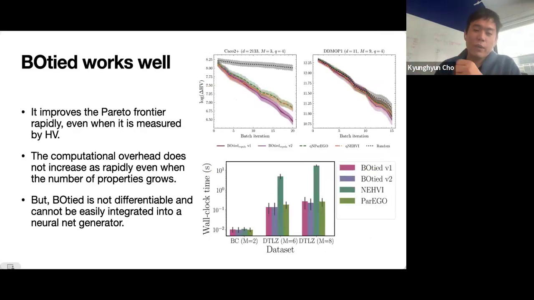And furthermore, even more important is that the computational overhead does not increase as rapidly, even when the number of properties grows. As I told you, our goal is to take into account as many properties as possible from the very beginning. What that means is that scalability with respect to the number of objectives is really important. And BOTIED allows us to scale up the number of objectives very readily. Now, not everything is rosy here, because BOTIED is not differentiable, unlike the expected hypervolume improvement, and it cannot be easily integrated into a neural net generator. This is a bit of an issue that needs to be resolved over time.